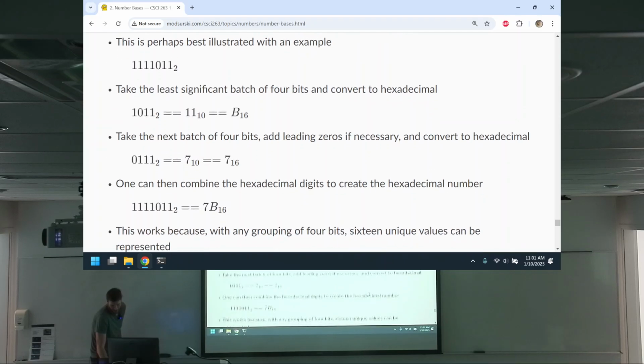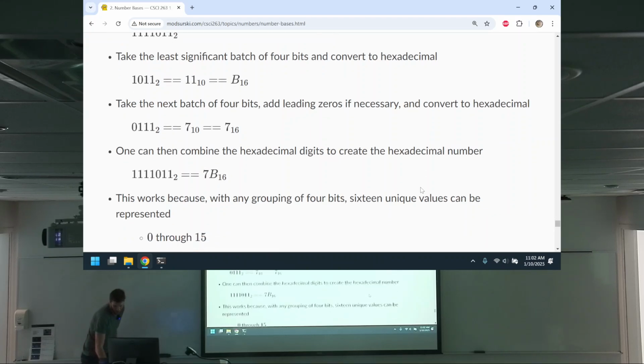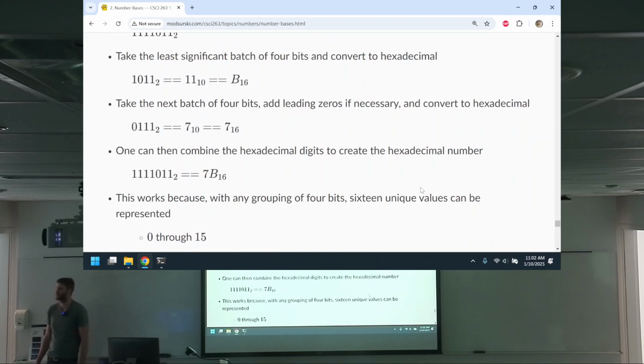So take the least significant batch, 1, 0, 1, 1. Well, that's 11 in base 10, or b in base 16. You take the next one, well, that's 7. And then all you have to do is just combine them, and you're good to go. It works because any grouping of 4 bits can have 16 possible values, right? If you don't believe me, let's count.